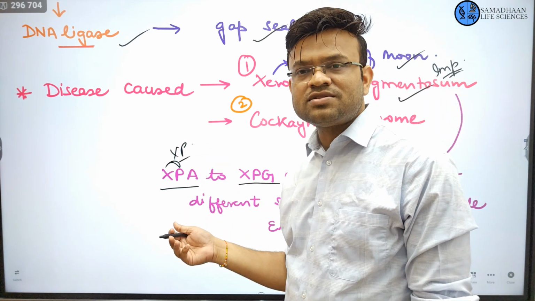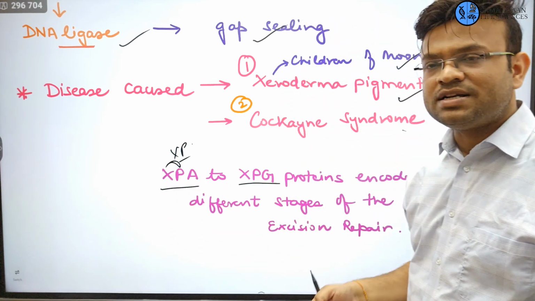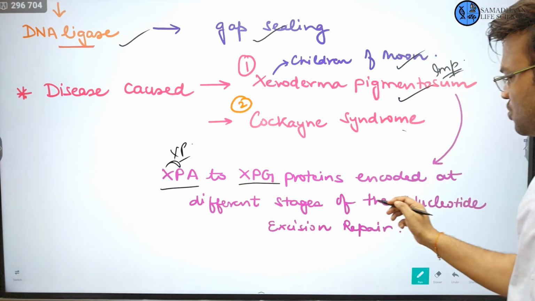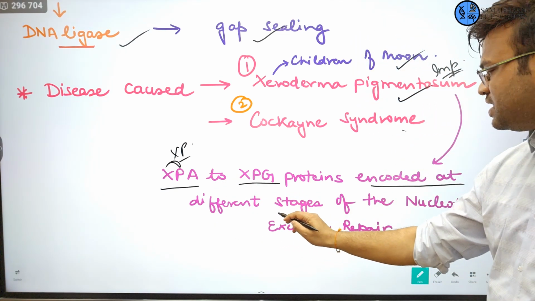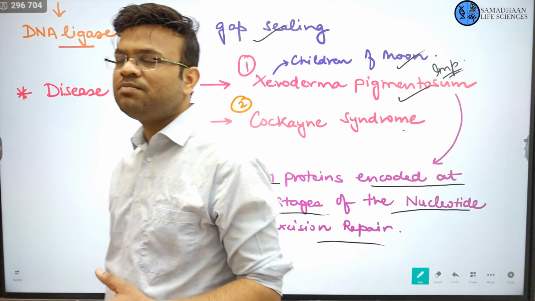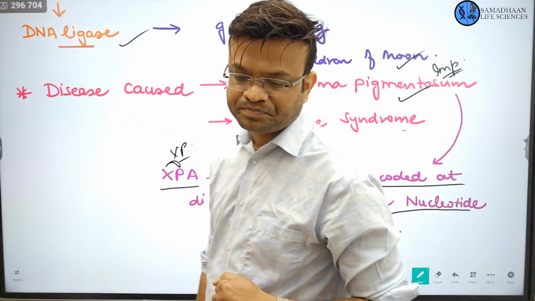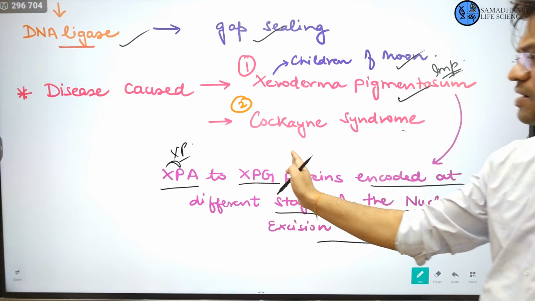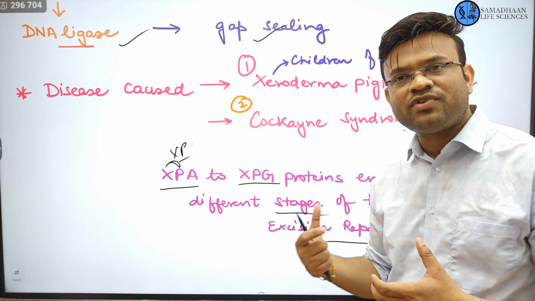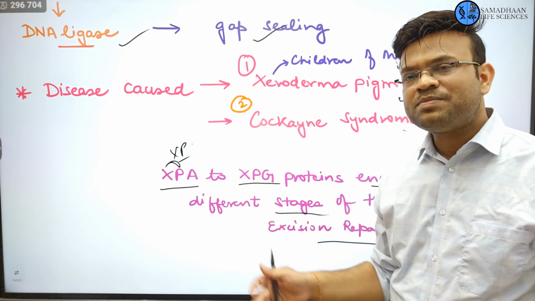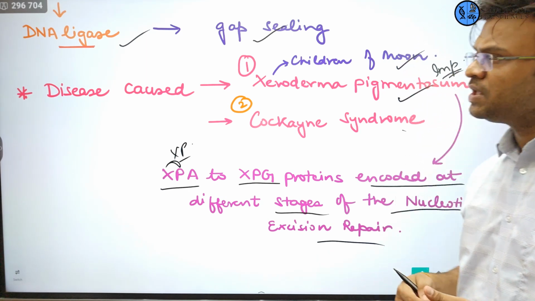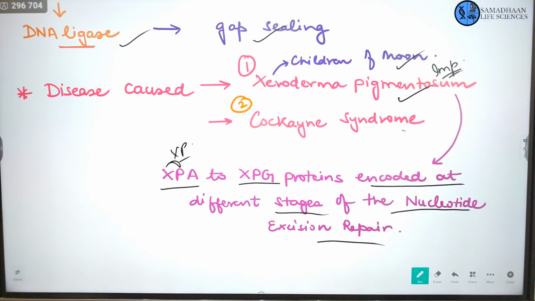So since the disease associated is xeroderma pigmentosum, the name itself has been given as XPA, XPB, C, D, E, F, G. So these proteins that are encoded at different stages of nucleotide excision repair are not observed in people who are suffering from this. Obviously they are present in people who have functional nucleotide excision repair, and they are absent in people who do not have nucleotide excision repair. Now, you can take a quick photograph of this and we can move forward.